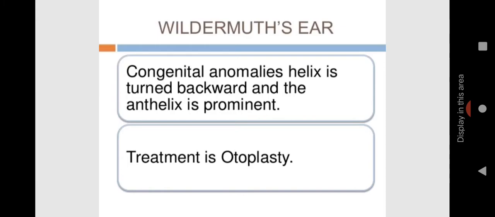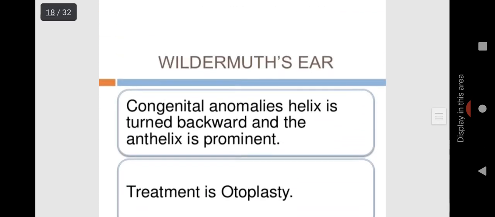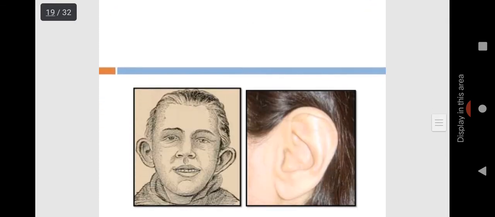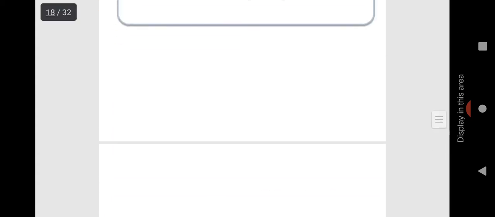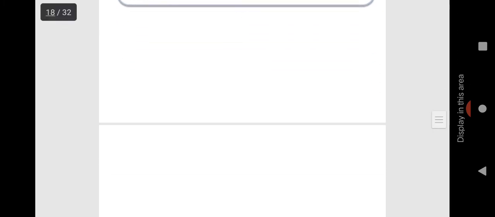Okay. So here in the picture I will show the helix region and what is happening in the helix region. The helix region is turned backward. So that fold is turning backward. Normally it is forward, and in this condition it is turned backward, and the anthelix is prominent. The anthelix, that is the inner part, is prominent. The treatment is otoplasty, or repairing of the ear.